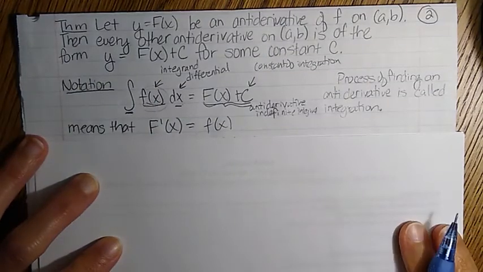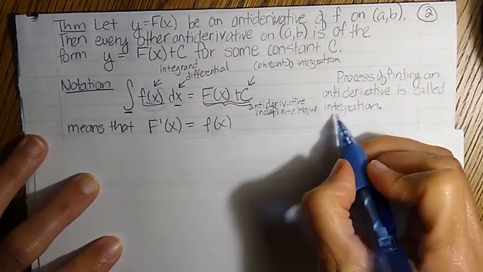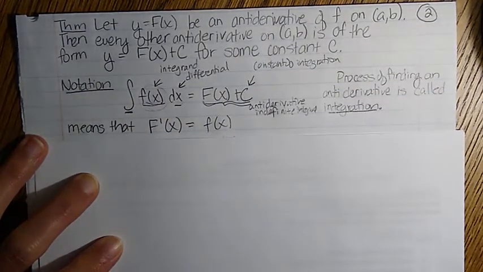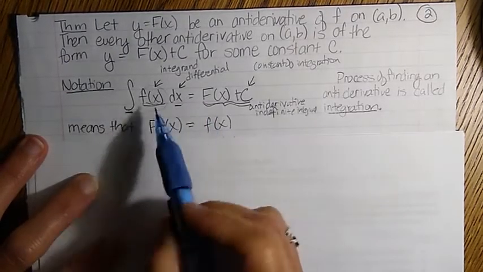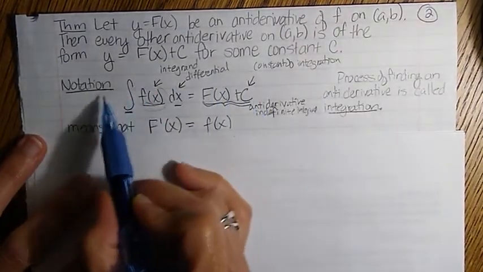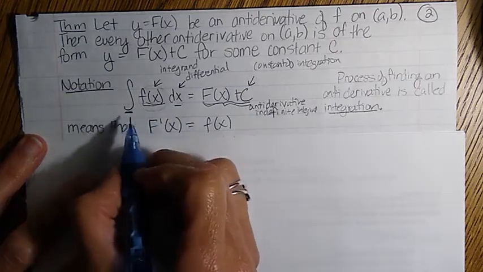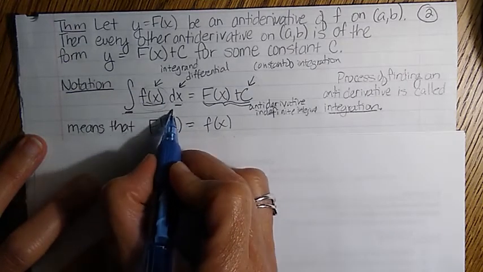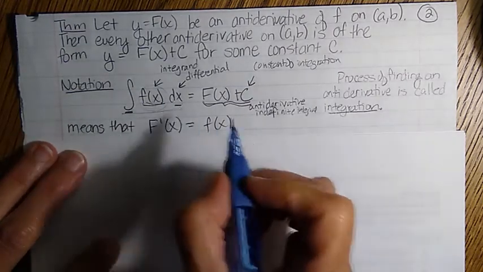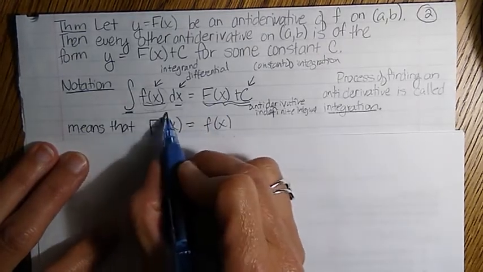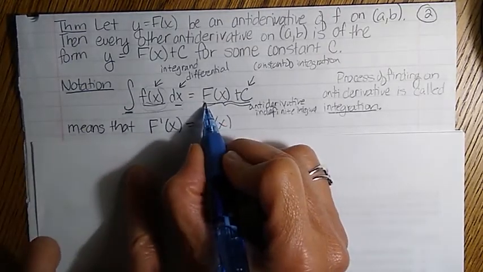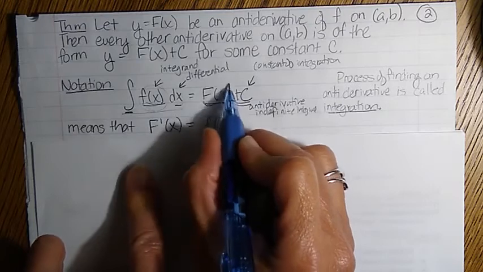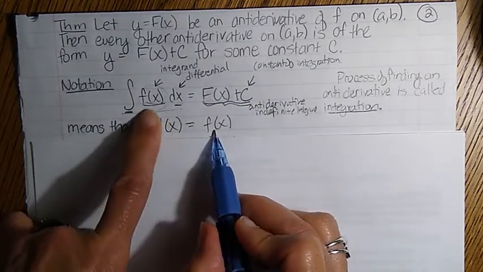And the process of finding an antiderivative is called integration, similar to the process of finding a derivative being called differentiation. Now, when we write all of this notation together, this is the indefinite integral of f, and what that means is, when we take the derivative of this function, the antiderivative, we're going to get the integrand.